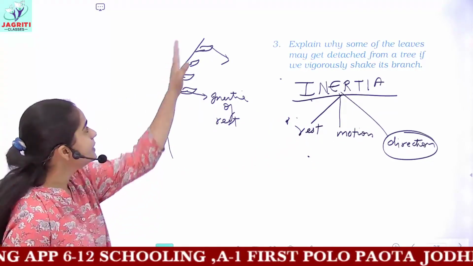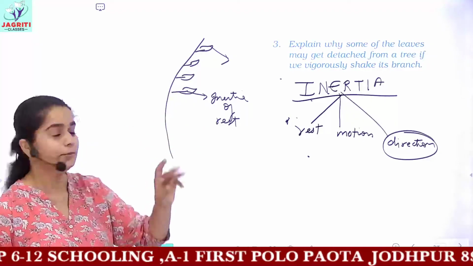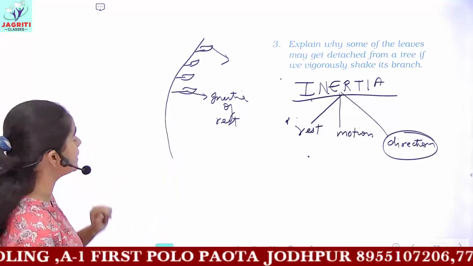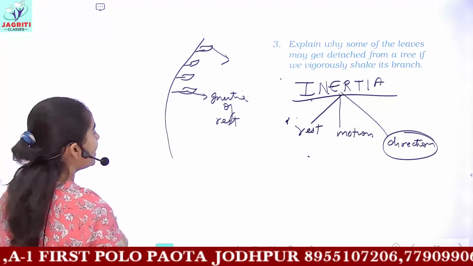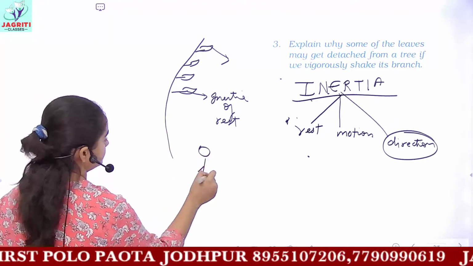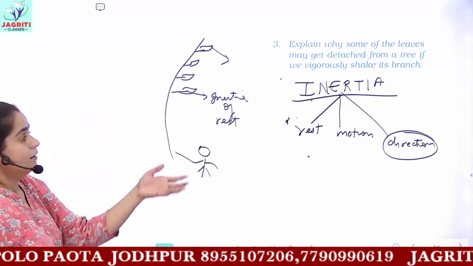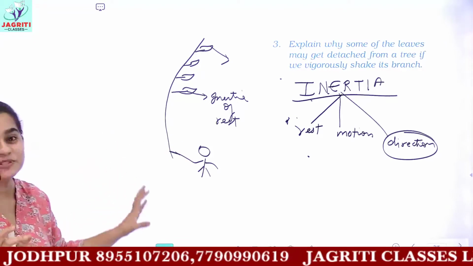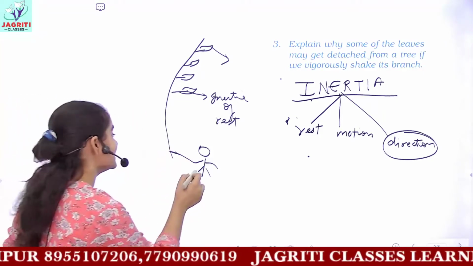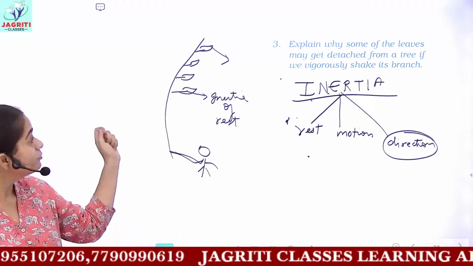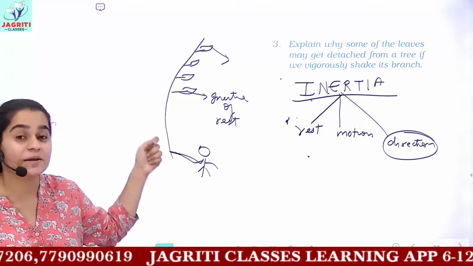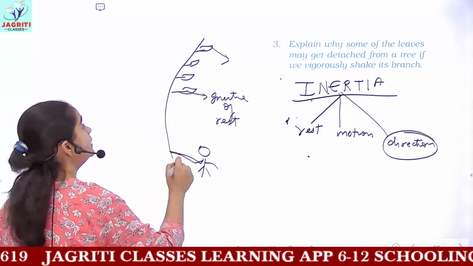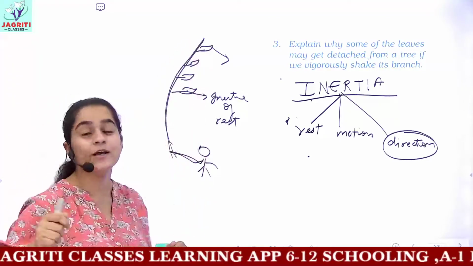So here the leaves have inertia of rest, because they are stuck to the tree, resting on the tree branch itself. Now what you are doing is shaking the branch. A person is shaking this branch vigorously. Mind, this is a rough sketch, do not go by my sketching skills. So the person is vigorously shaking the branch of the tree. So what would happen? When the person shakes the branch, this branch of the tree comes in motion.